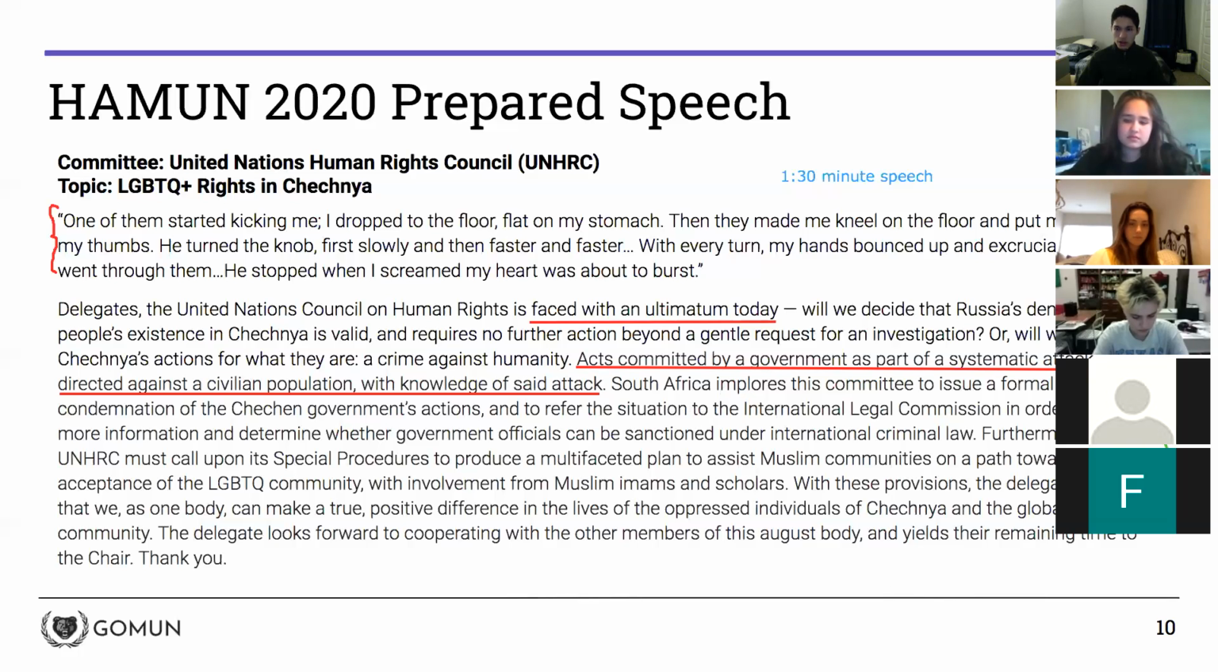All of this right here is directly from the position paper. So you don't need to do any more writing. All you need to do is just package it, if that makes sense.